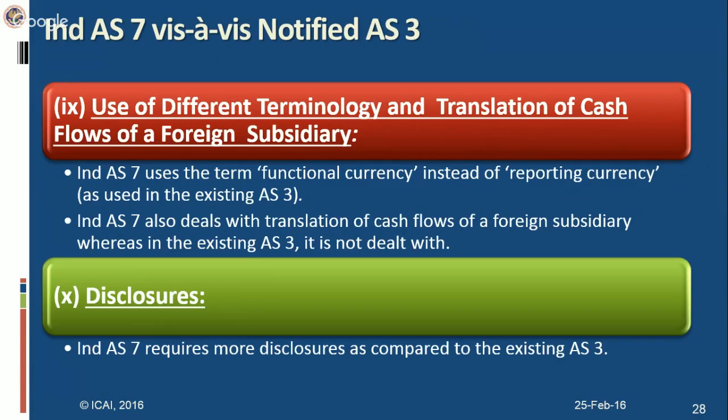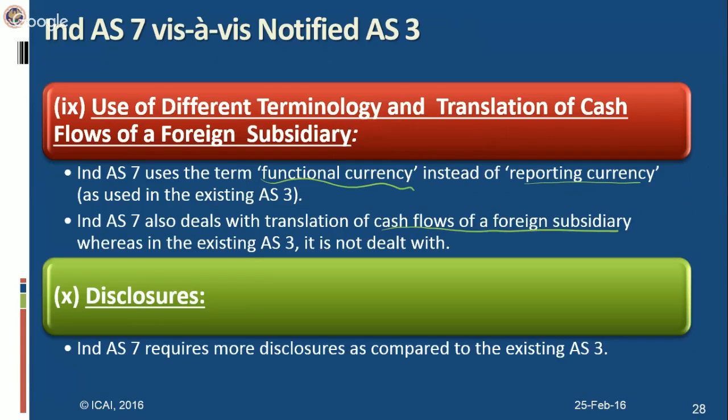At some places in some paragraphs, different terminology has been used. And cash flows of a foreign subsidiary have been translated from a different angle. Ind AS 7 also deals with translation of cash flows of foreign subsidiary. You know that AS 3 does not deal with any translation of cash flows of foreign subsidiary, but Ind AS 7 covers it. In AS 3 we use the term reporting currency, whereas Ind AS 7 uses the term functional currency. However, there is no major difference between both of them. This is the only difference in terminology.